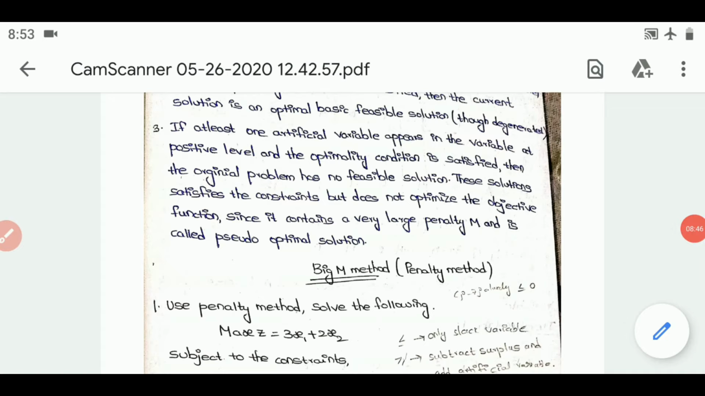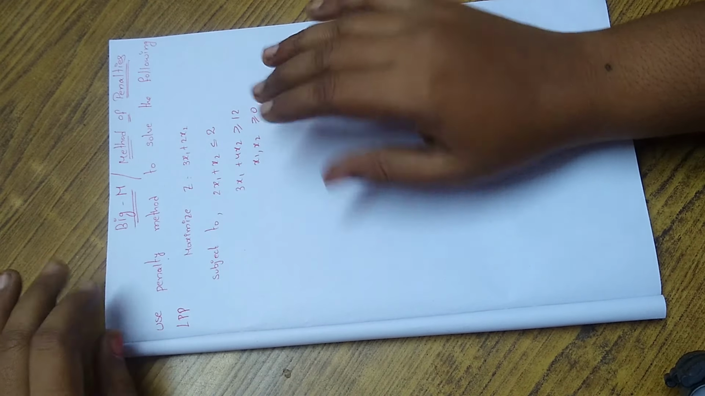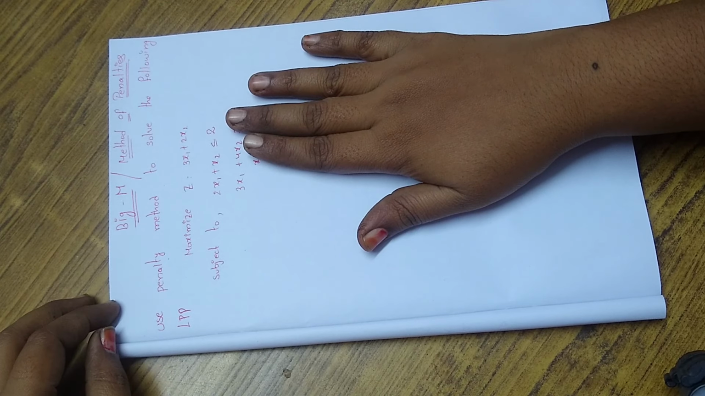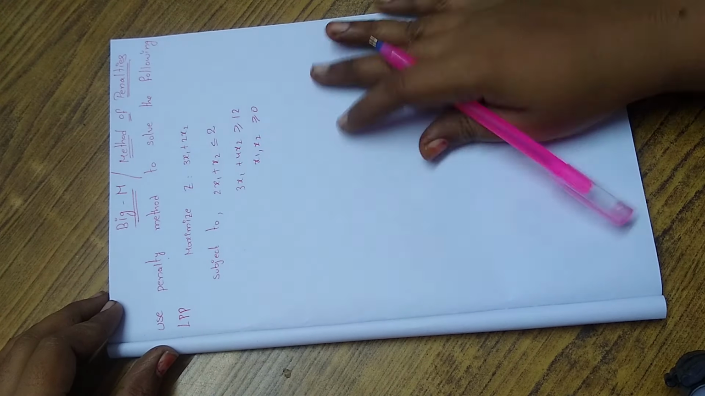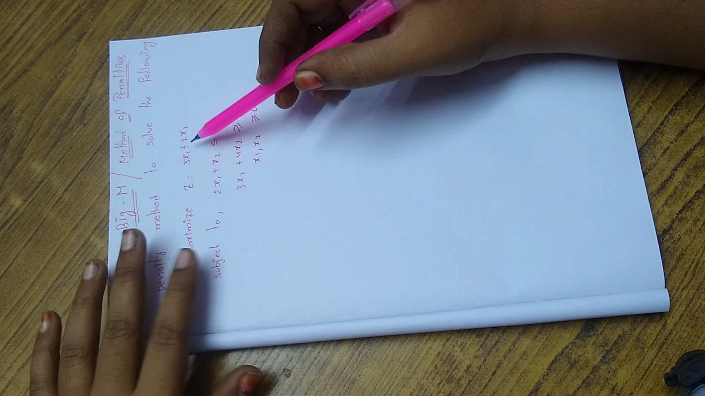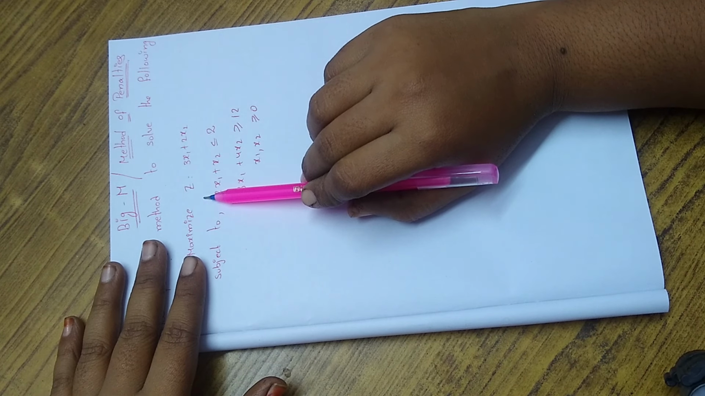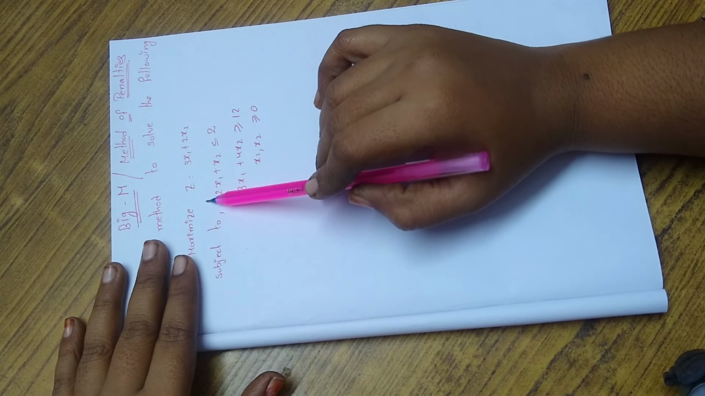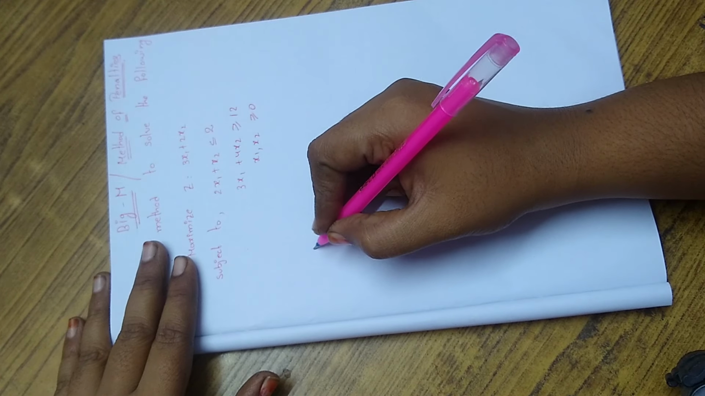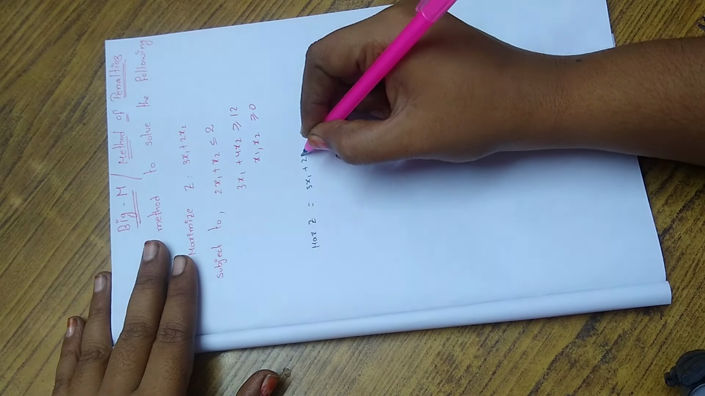Now let's see how to solve an LPP using the Big M method. I already explained the theory. Now let's see how to solve this sum using the Big M method. First of all, let us check whether it is given in maximization or minimization. If it is given in minimization, we have to convert it into maximization. Here there is no problem, it is given in maximization only. So let's write: max Z = 3x1 + 2x2.